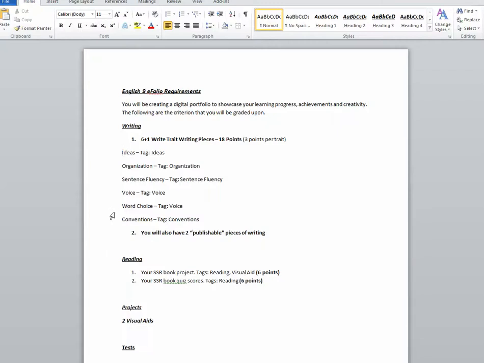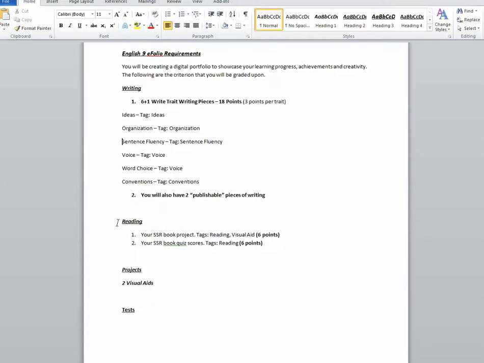Before the 9 weeks is finished, we will have completed a writing piece that fits all 6 traits. So all 6 of your writing prompts should go in this portfolio. You will also have 2 publishable pieces of writing, which means writing that is not first draft quality. You wrote the first draft, and then out of those 6 write traits, I'll allow you to pick 2 to edit and make of, quote, publishable quality.